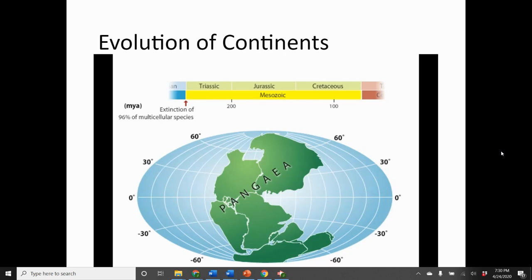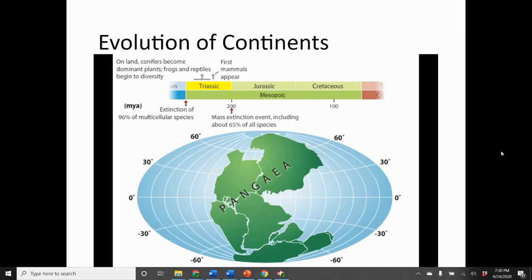Pangaea remained largely intact through the Triassic period. On land, conifers became dominant plants, and frogs and reptiles began to diversify. The radiations of reptiles eventually gave rise to crocodilians, dinosaurs, and birds. The first mammals appeared during the Triassic. The end of the Triassic was marked by a mass extinction that eliminated about 65% of the species on Earth.